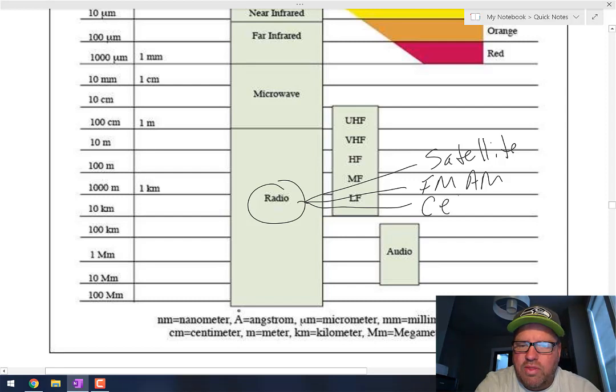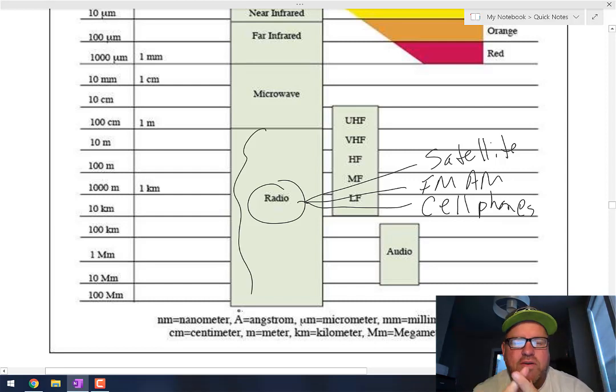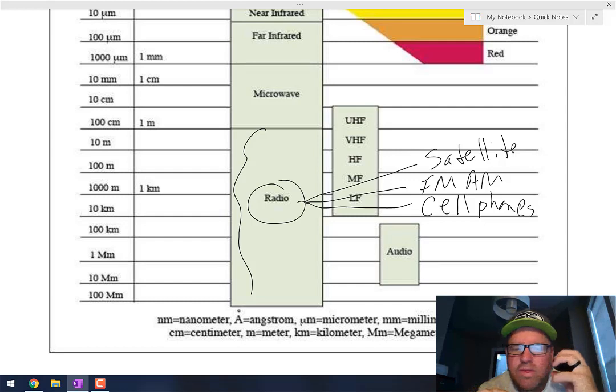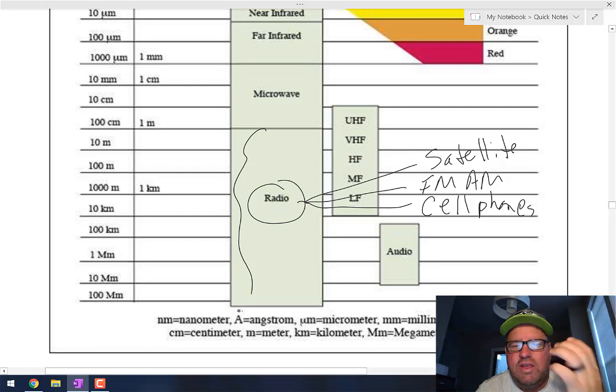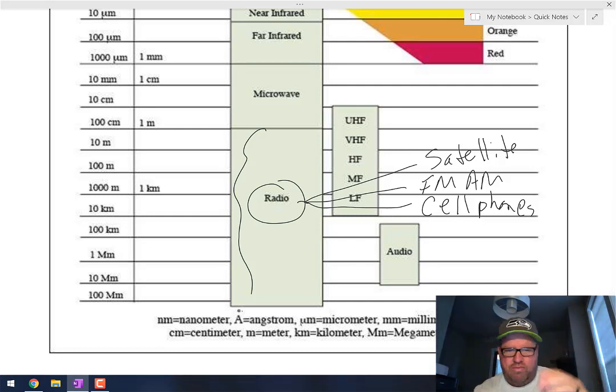Probably the more common one, though, is your cell phone. Okay, cell phones are within this radio wave spectrum as well. They're very, very low energy waves. They're traveling through the air all the time. When you talk to someone in another city, your voice gets turned into a digital print, basically, and then it travels via a radio wave to a cell phone tower, and then to another cell phone tower, and goes to the person that you're talking to.